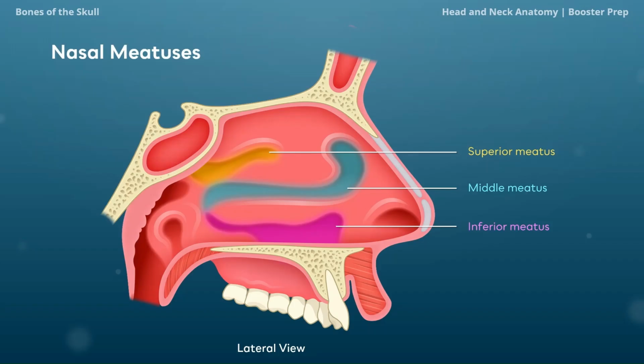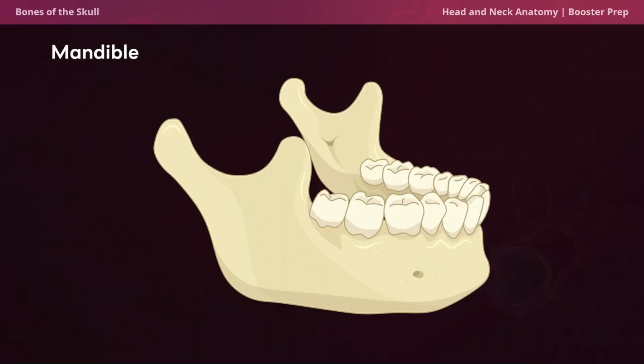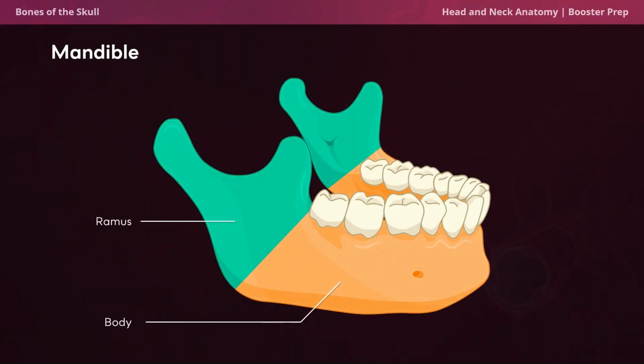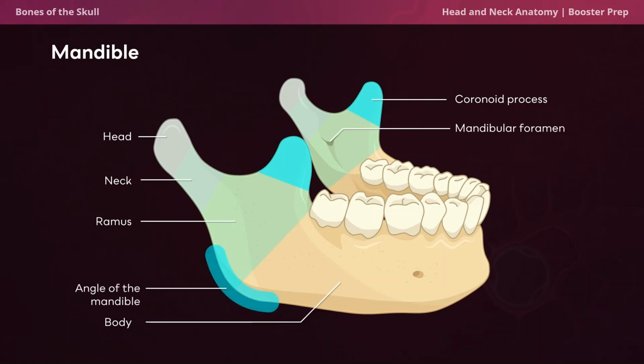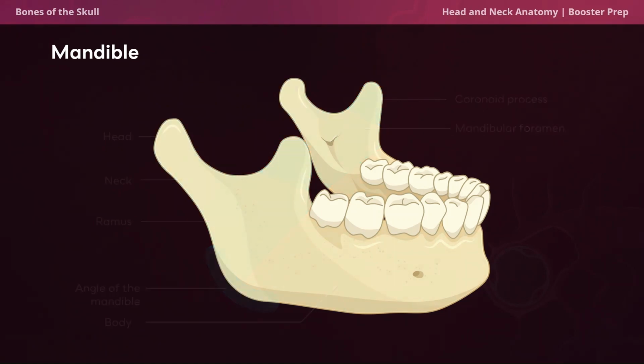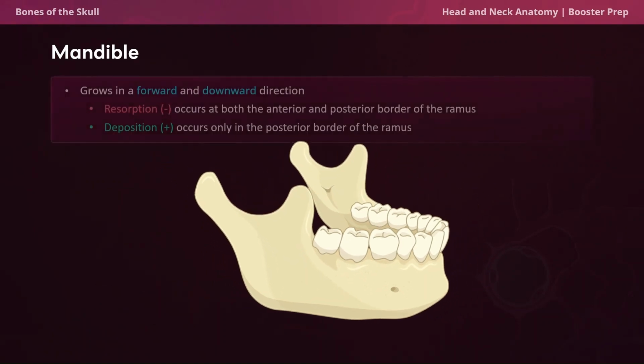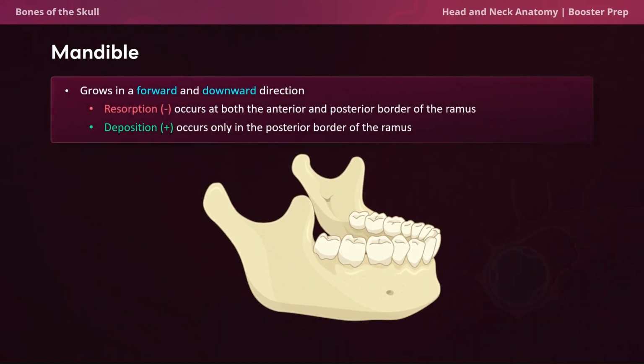Moving on, we'll talk about the mandible. The mandible consists of the ramus, the body, the head, the neck, and then we have the coronoid process, the mandibular foramen, and the angle of the mandible. During development, the mandible grows in a forward and downward direction.